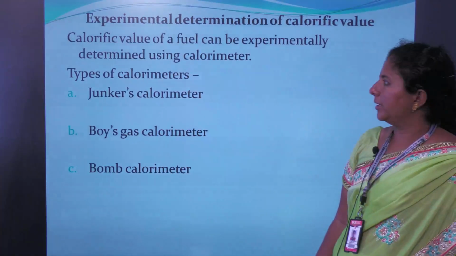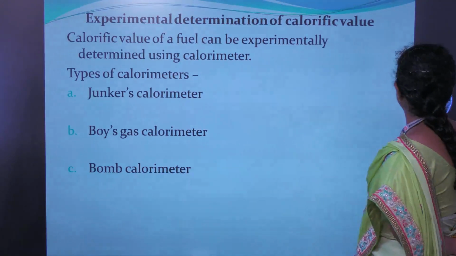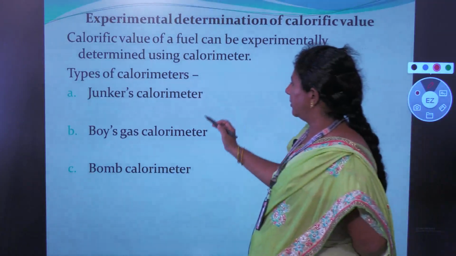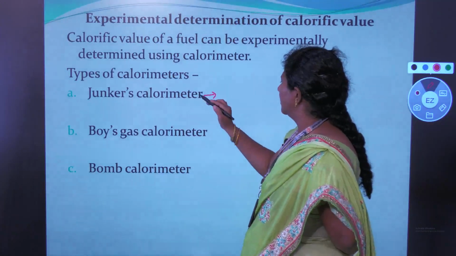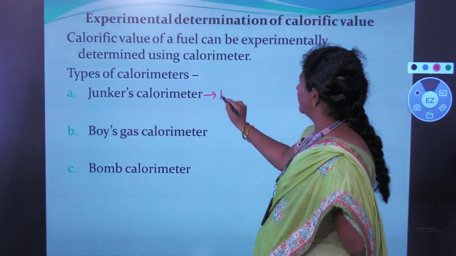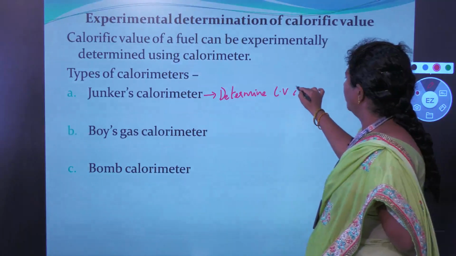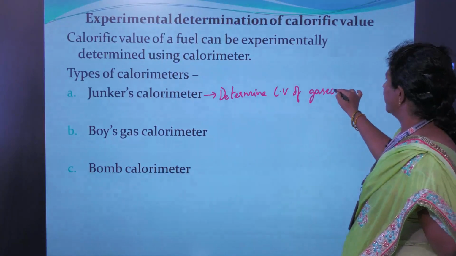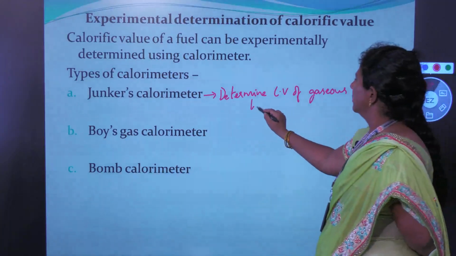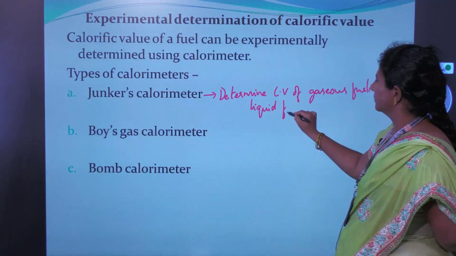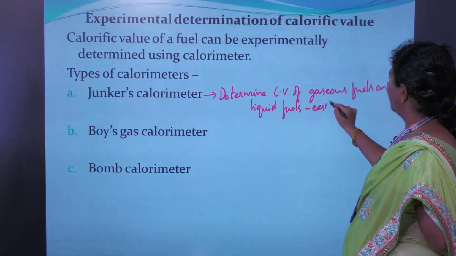So now practically or experimentally the calorific value can be determined using 3 calorimeters: Junker's calorimeter, Boyle's gas calorimeter, bomb calorimeter. Junker's calorimeter is used to determine calorific value of gaseous fuels and liquid fuels that can be easily vaporized.